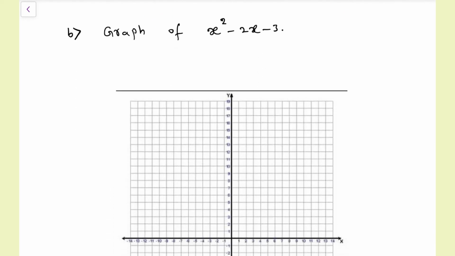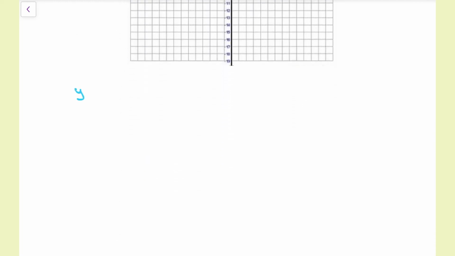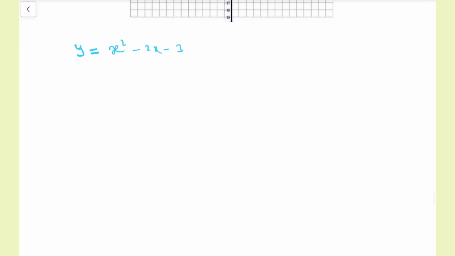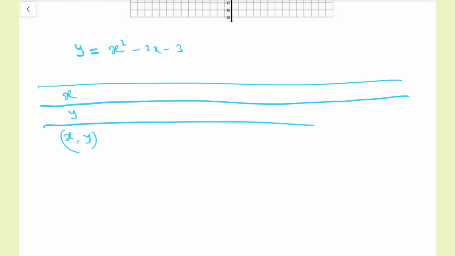Next, draw the graph of x square minus 2x minus 3. So to draw the graph of it, first take the given quadratic polynomial as y. Y equals to x square minus 2x minus 3. Am I correct? Yes. Now you need to make one box. One row for x, second row for y and third row for x comma y.